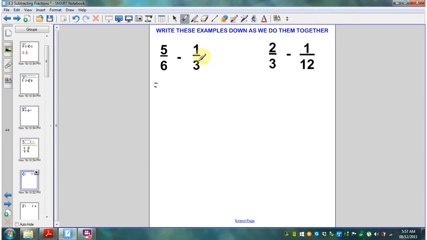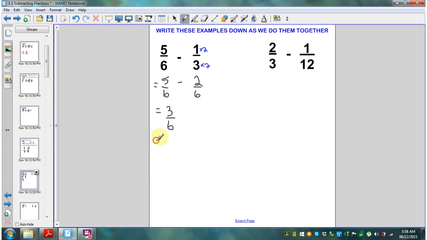And we can easily do that if we take our 3 and multiply our 3 by 2. But whatever we do to the bottom, we need to do to the top. So we have 5 over 6, subtract, 1 times 2 is 2, 3 times 2 is 6. We now have a common denominator, so we're good to subtract. 5, top minus top, 5 minus 2 is 3. And we keep our denominator.